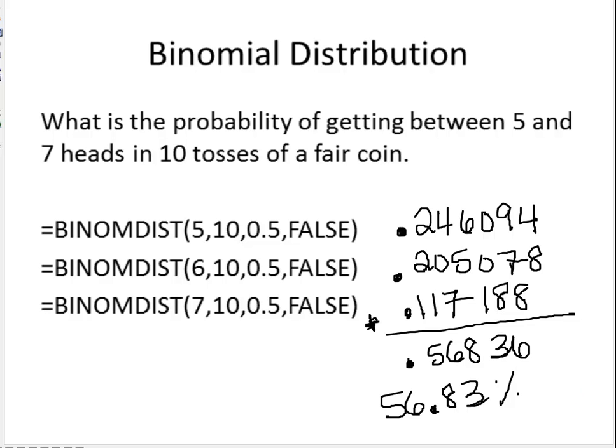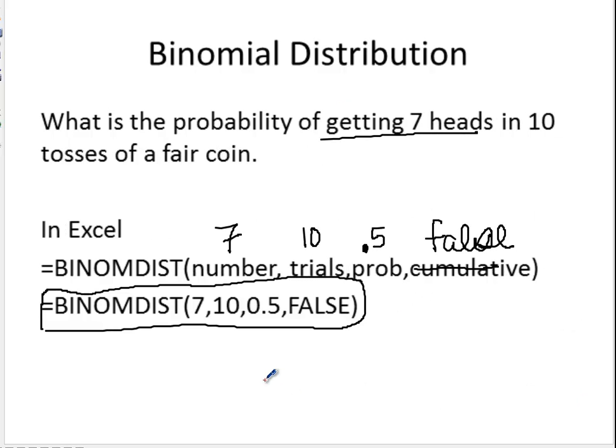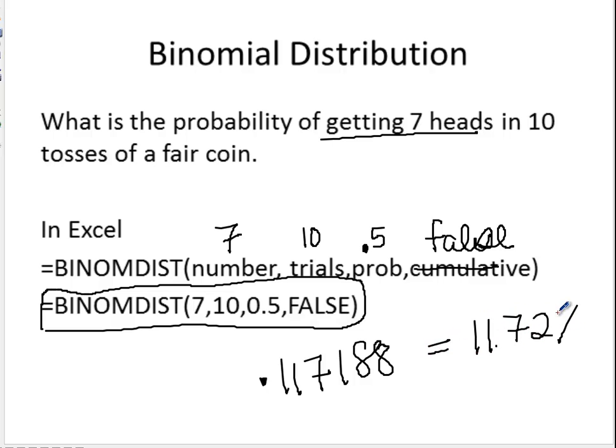I'm going to go back to this last screen. We said it was 0.117188. Or you can say 11.72%. So the probability that you get 7 heads in 10 tosses of a coin is 11.72%.